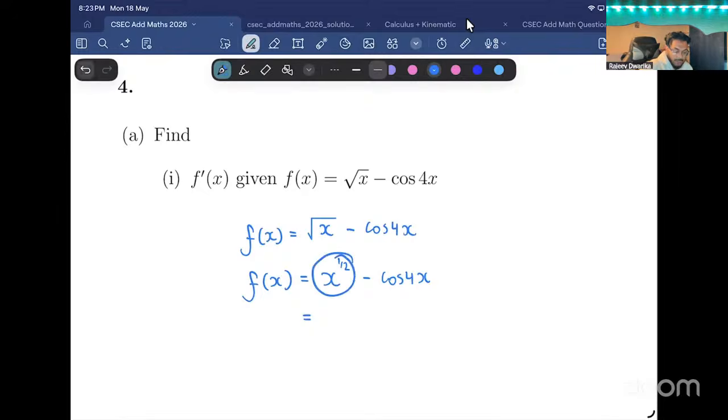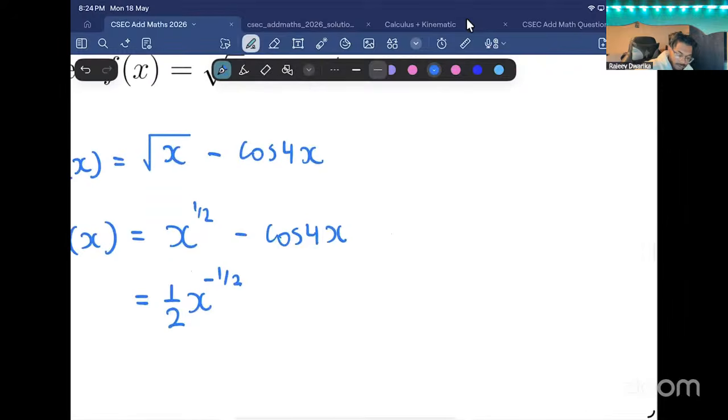So when you differentiate, you're going to multiply by the power, and then you're going to minus 1 from the power. So what's a half minus 1? A half minus 1 is going to make my power negative a half. Now, if I am differentiating cosine 4x, I'm going to forget about this negative sign for now. So I'm going to put a bracket.